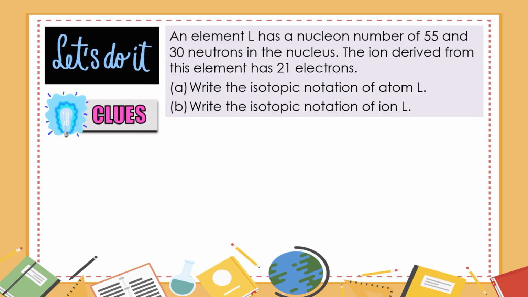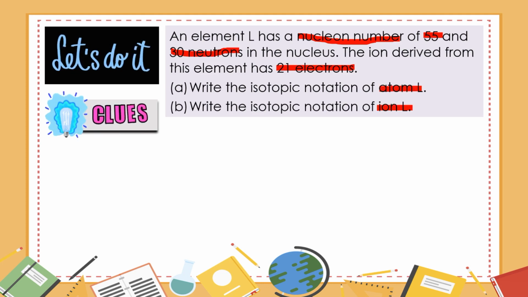Next question. An element L has a nucleon number of 55, and it has 30 neutrons in the nucleus. The ion derived from this element has 21 electrons. Write the isotopic notation of atom L and the isotopic notation of ion L.